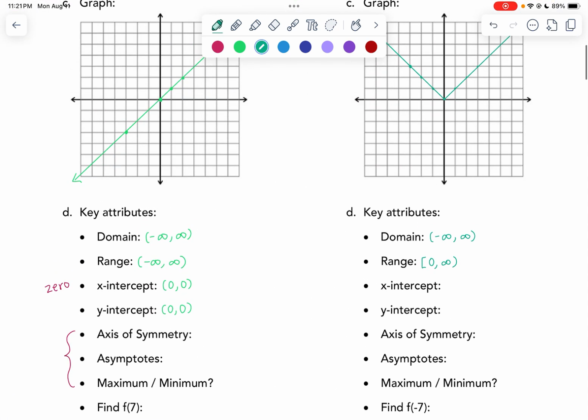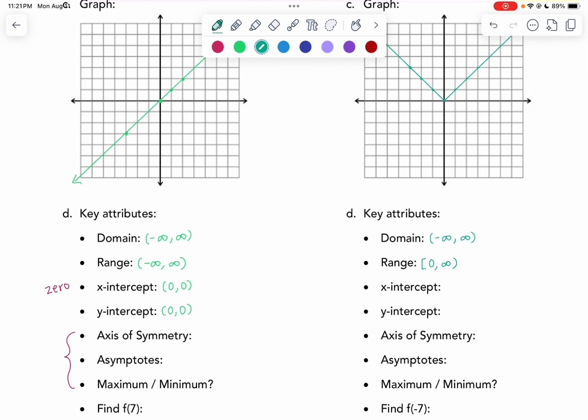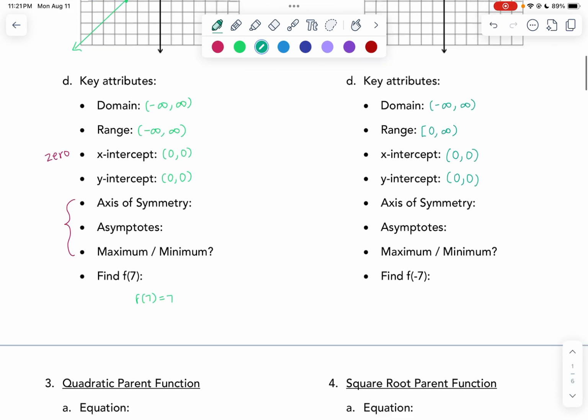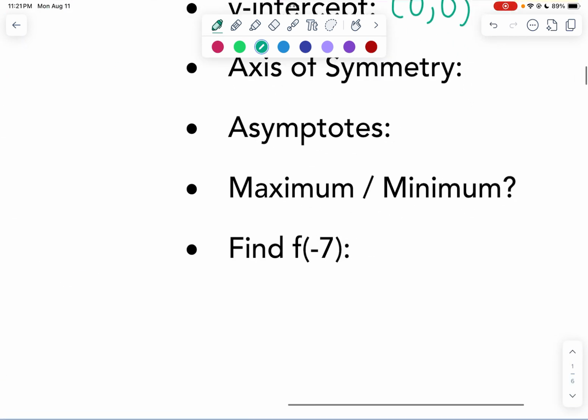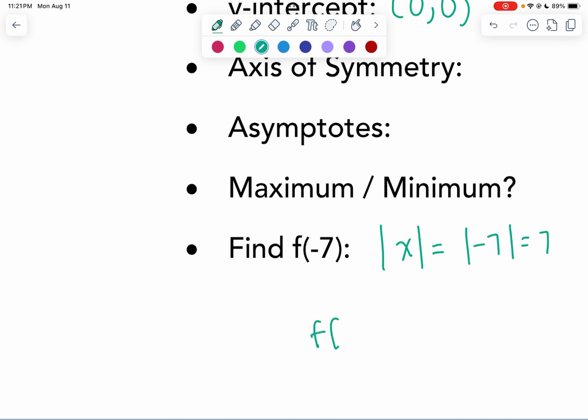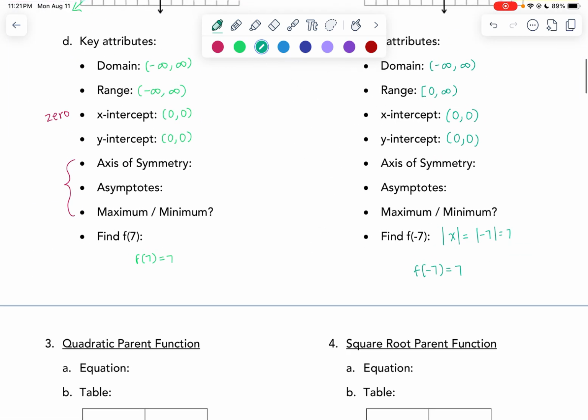And just like our linear parent function, it has intercepts at 0, 0. And if you had to find f of -7, well, now instead of the absolute value of x, you're just going to plug in the absolute value of -7, which would be +7. So f of -7 equals 7. And remember that you can always do that to give yourself extra points on your graph if you choose to do so. Now we're on to our quadratic parent function.